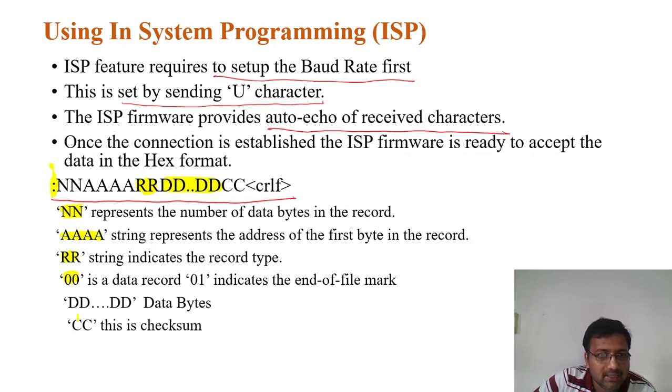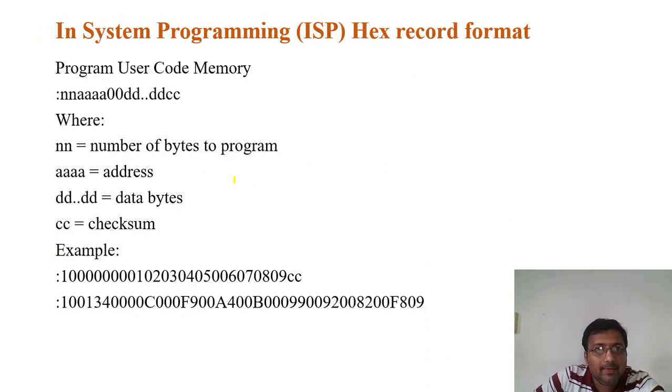Okay, and CC is a checksum. Checksum means we have a parity check or any other checksum available in the CC block. Every hex file starts with a colon, then NN, then 4 times A, that is the string representing the address of the first byte, and then RR and DD. DD is the data and CC is the checksum. So remember this about the hex file.